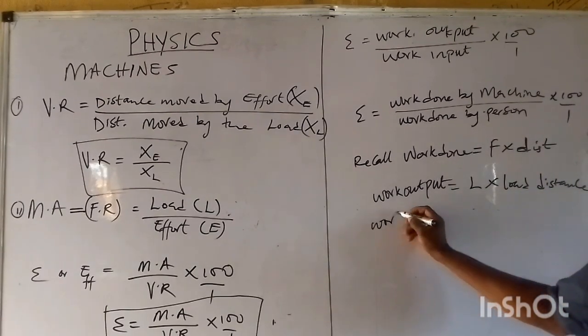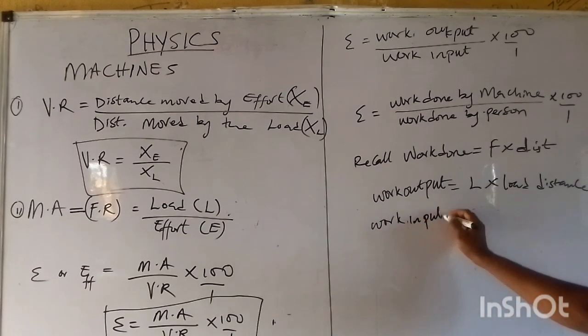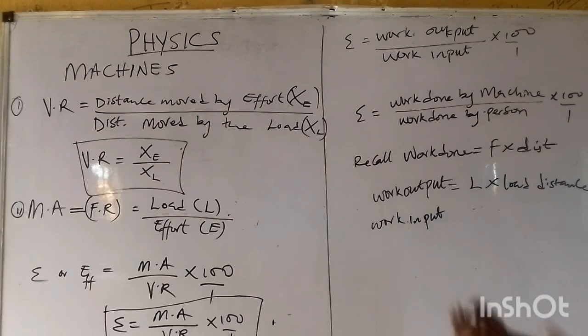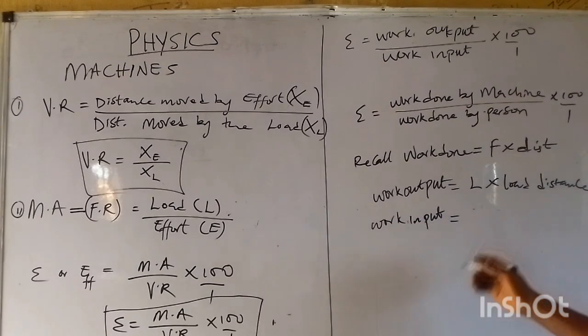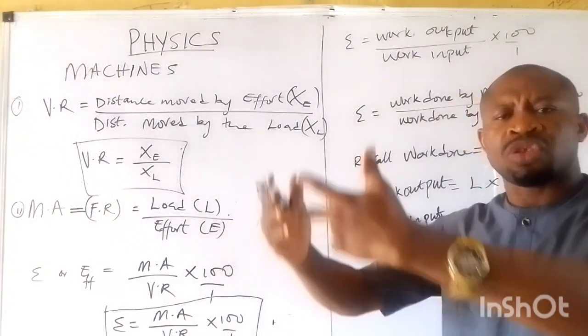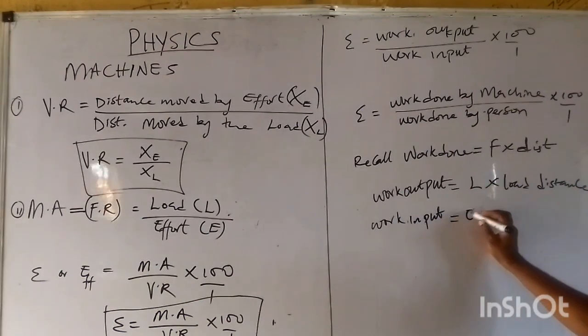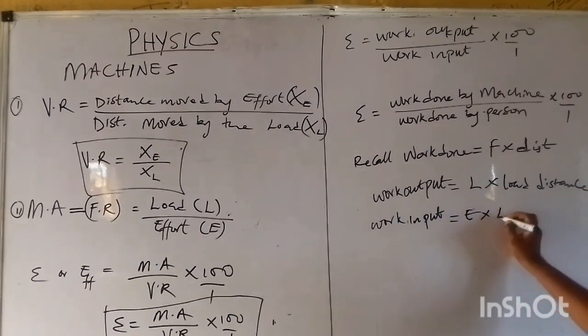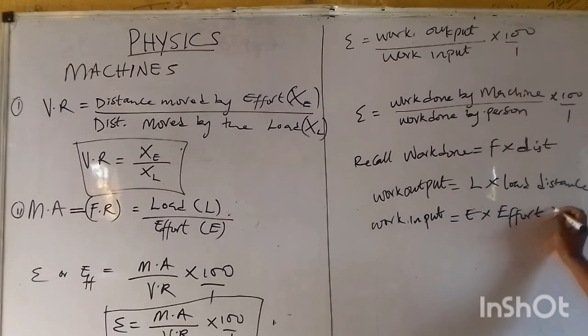Now work input, which is work done by a person or work done on the machine, work put into the machine. So that will give us the work input, and of course you are exerting some effort. Because you are exerting some effort on that machine, we now have here effort times effort distance. Effort times effort distance.